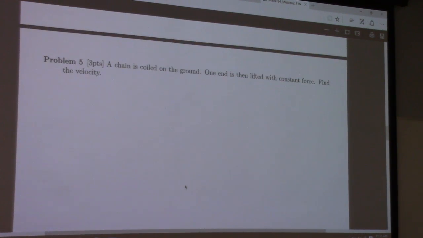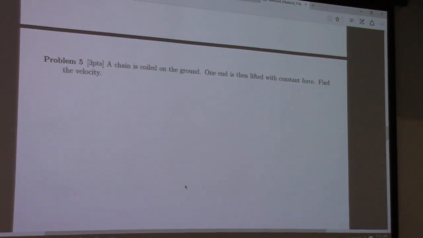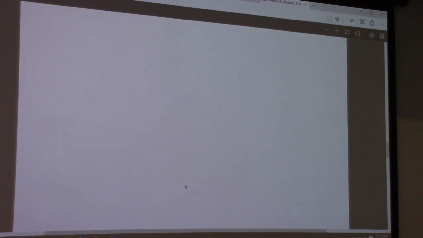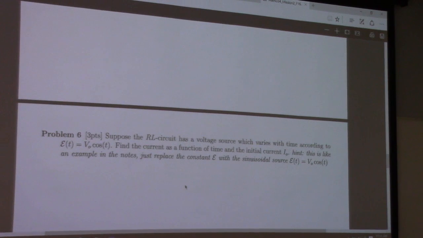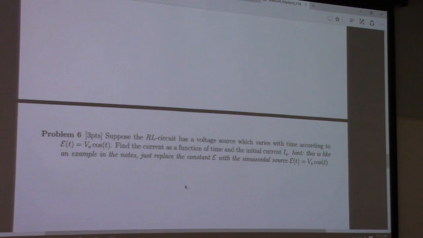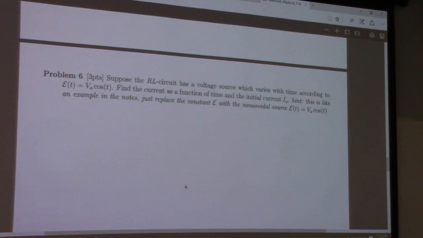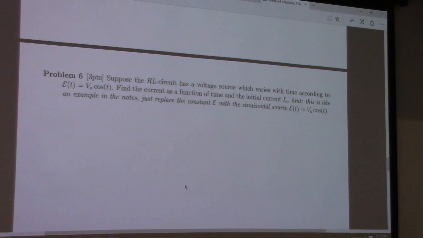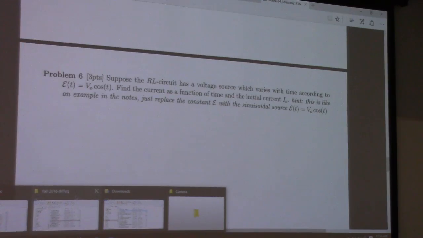A chain is coiled on the ground. One end is lifted with constant force. Find the velocity. Suppose an RL circuit has a voltage source which varies with time according to E of t equals V naught cosine t. Find the current as a function of time with initial current I naught. This is like an example in the notes. We just have to replace the constant E with the sinusoidal voltage. Let's see if we can do that right quick. Which example in the notes am I talking about?